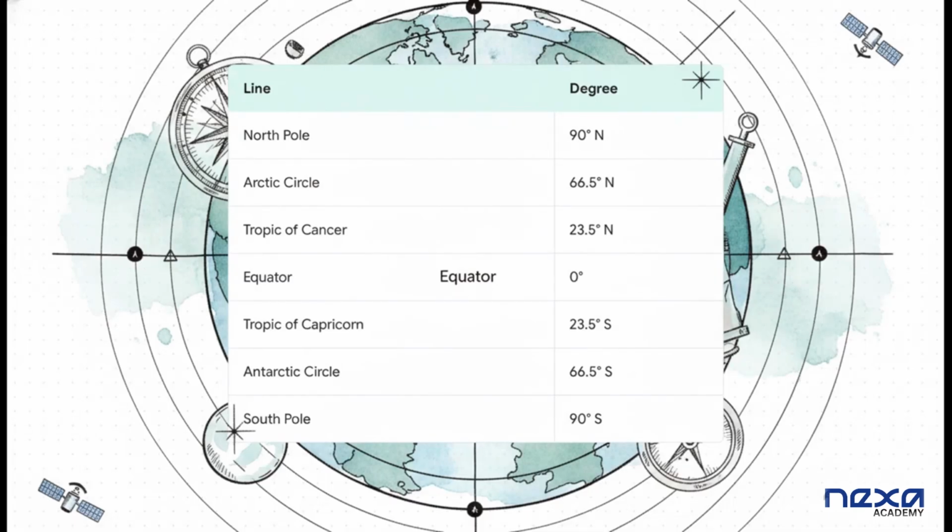Let's look at the most important lines. Right in the middle, we've got the equator, our starting line at 0 degrees. Now, as we travel north, we cross the Tropic of Cancer, then the Arctic Circle, until we get to the very top of the world, the North Pole, at 90 degrees north. And if we go south from the equator, the pattern is basically the same. We cross the Tropic of Capricorn, then the Antarctic Circle, and we end up at the South Pole, at 90 degrees south. Every single place on Earth has a latitude between these two poles.